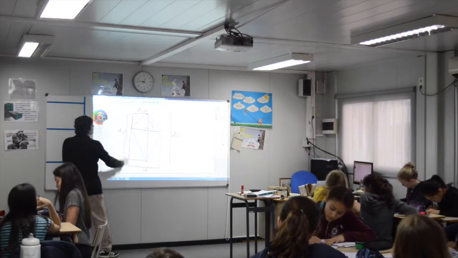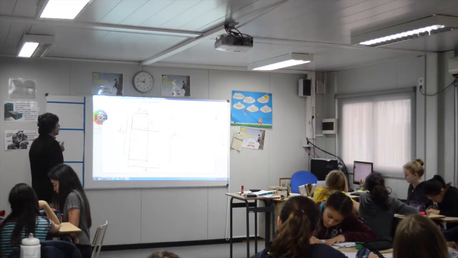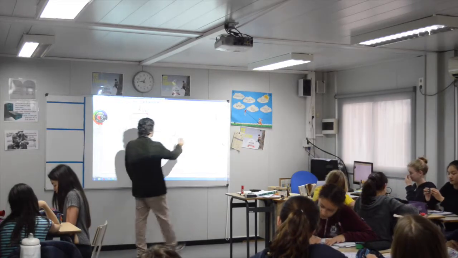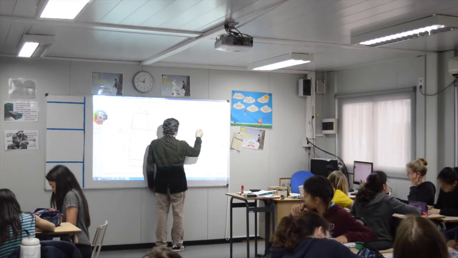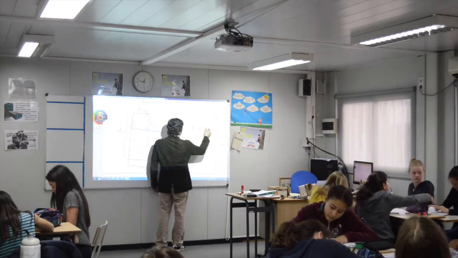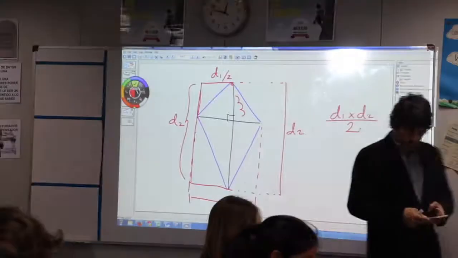Diagonal, and that's it. So the same equation for both. Diagonal 1 times diagonal 2 divided by 2.